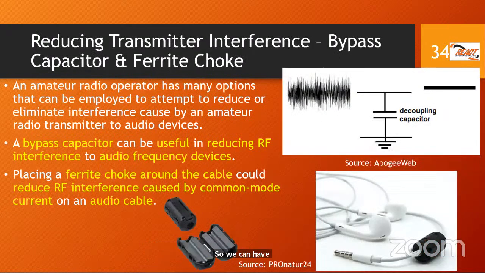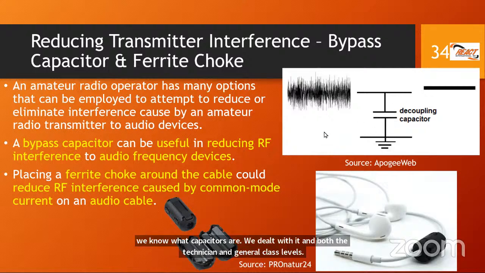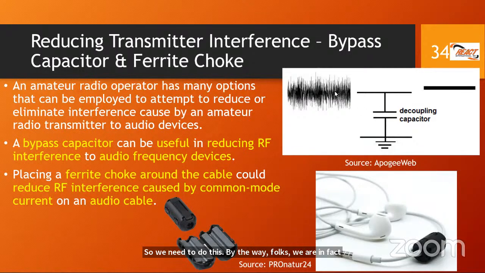What can we do? What can we use? Are we powerless? No, certainly not. We are trained amateur radio operators. We are very discerning, and therefore we have tools at our fingertips that we could use. One of the tools is called the bypass capacitor. We know what capacitors are. We dealt with them in both the technician and general class levels. By the way, folks, we are in fact going a little bit over time because we still have the question pool review. We appreciate the extra time.